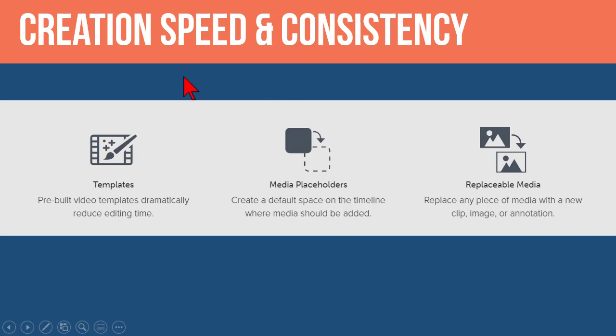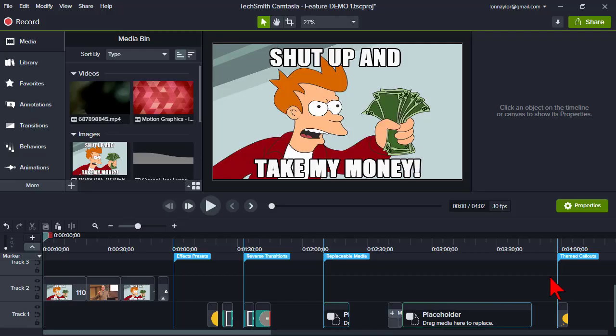From the first category or value proposition, they now have what are called templates. And templates are one of the things that can really help make creation faster. Media placeholders are another aspect, and then replaceable media. So I'm going to give this a shot. I'm going to jump over to 2020, and we'll take a look at a couple of those different features.